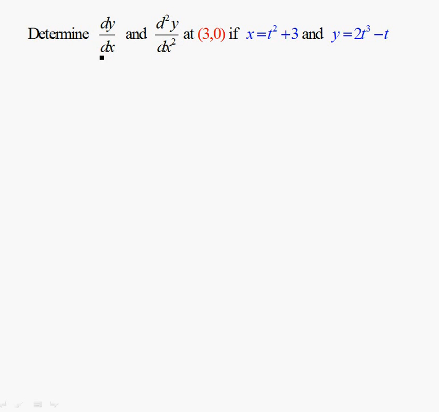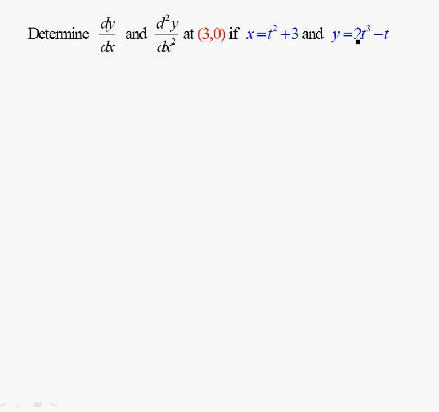Okay, here we have a fairly standard question. We're asked to find dy by dx and the second derivative of y with respect to x at a particular point if we have x and y defined in terms of a parameter t. So it's a parametric differentiation question. Okay, so how do we go about this?